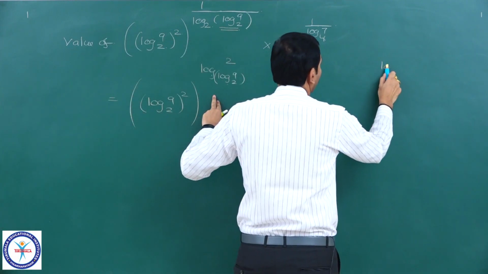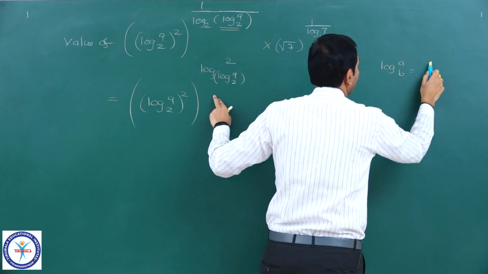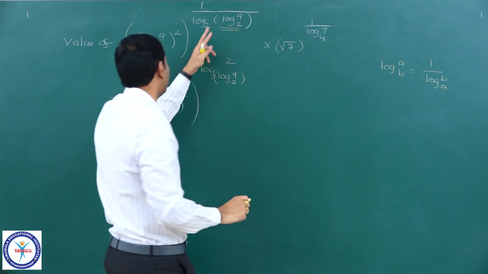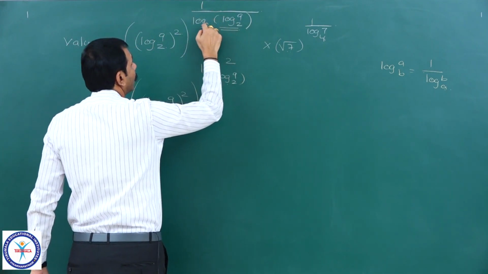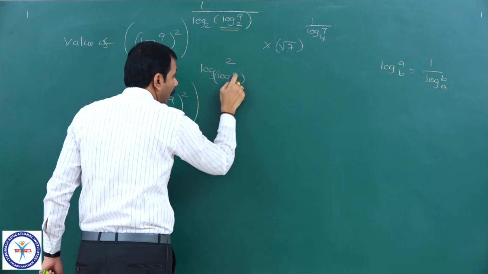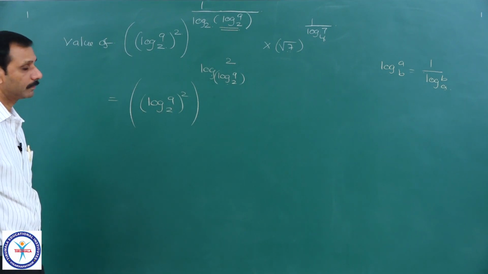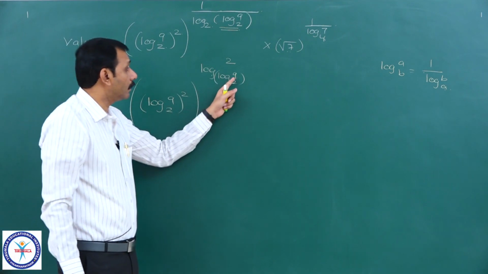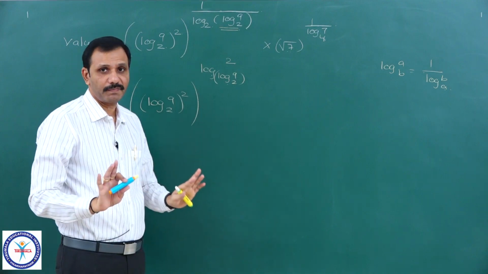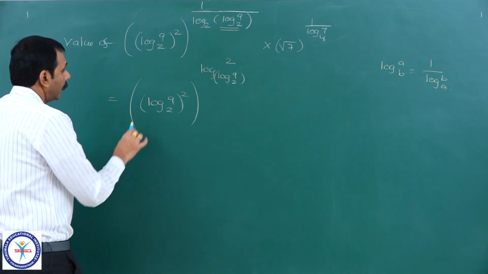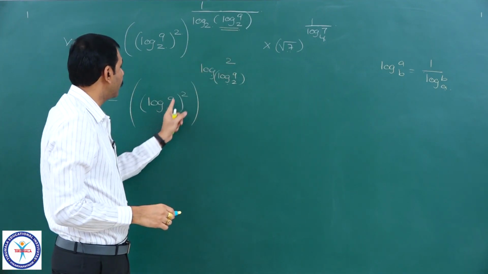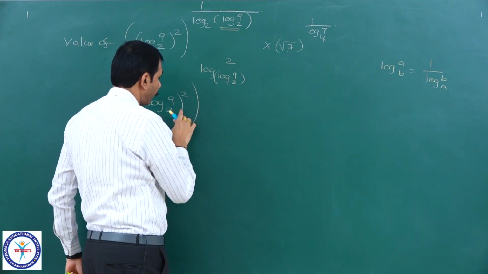Here what I did: 1 by log b to the base a is equal to log a to the base b. Of course, for the base here, log 9 to the base 2, we should be very careful. Log 9 to the base 2 is not equal to 1 and it is positive. Clearly, with this base, this logarithm is defined. Now it is of the form a power m whole power n. A power m whole power n is a power mn.